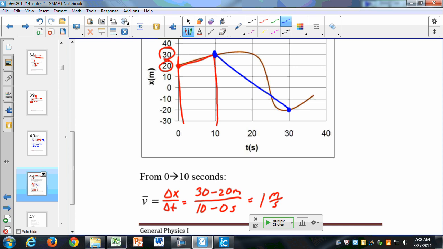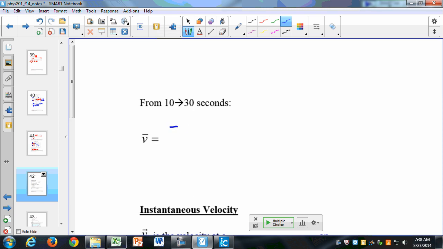So I can find that average velocity from 10 to 30 seconds. My final position is minus 20, my initial position is 30. So minus 20 minus 30 meters divided by my time interval, which is 30 minus 10 seconds. And then that's equal to negative 5 meters per second.